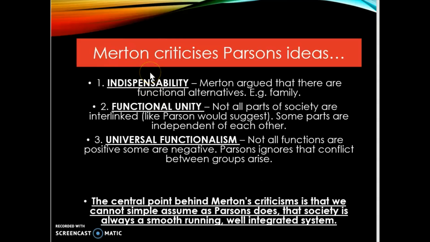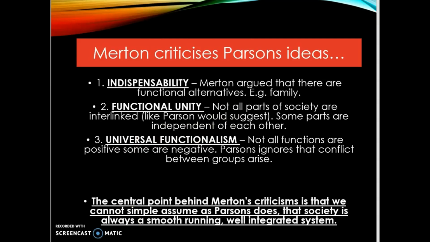So the first idea of Parsons is indispensability. He assumes everything in society exists and is indispensable, so basically it can't be replaced by anything else. Let's use Parsons' idea of the family. The family, according to Parsons, is the nuclear family, and that is the best type of family for society. Merton criticises this, and says that there are actually functional alternatives, so there is another family type that can perform those functions just as well. One-parent families, for example, might perform the socialisation function just as well.